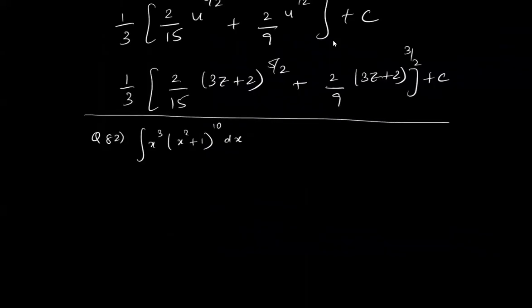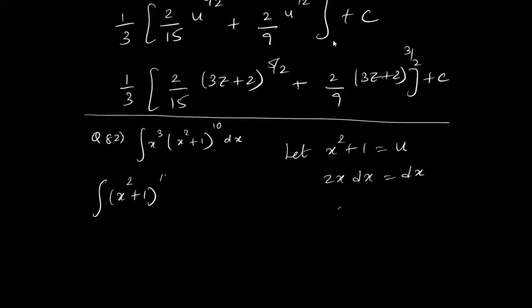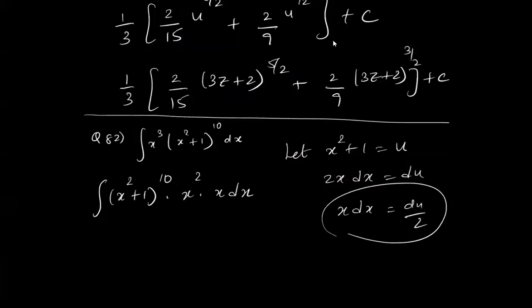All right, so here let us make x squared plus 1 to be u. So 2x dx is du. What I'm going to do here is, I have x squared plus 1 to the power of 10 here, and I'm going to split up this x cubed as x squared times x dx. Which means this x dx will be written as du over 2. Okay, so I have taken care of the x dx.